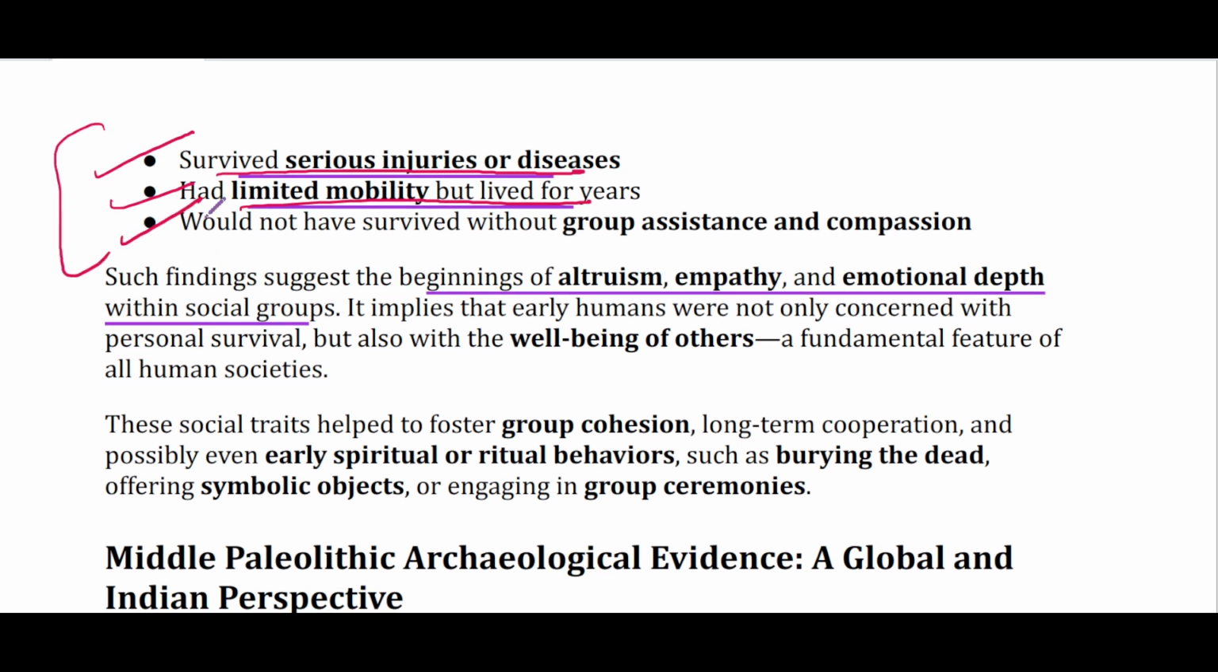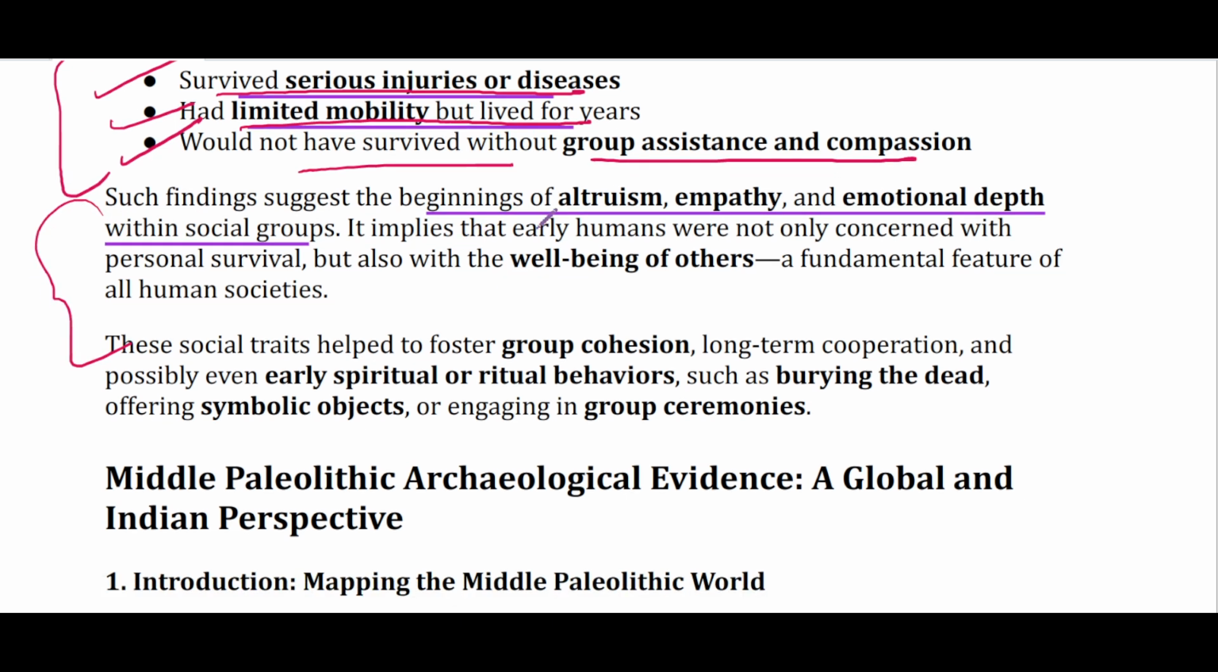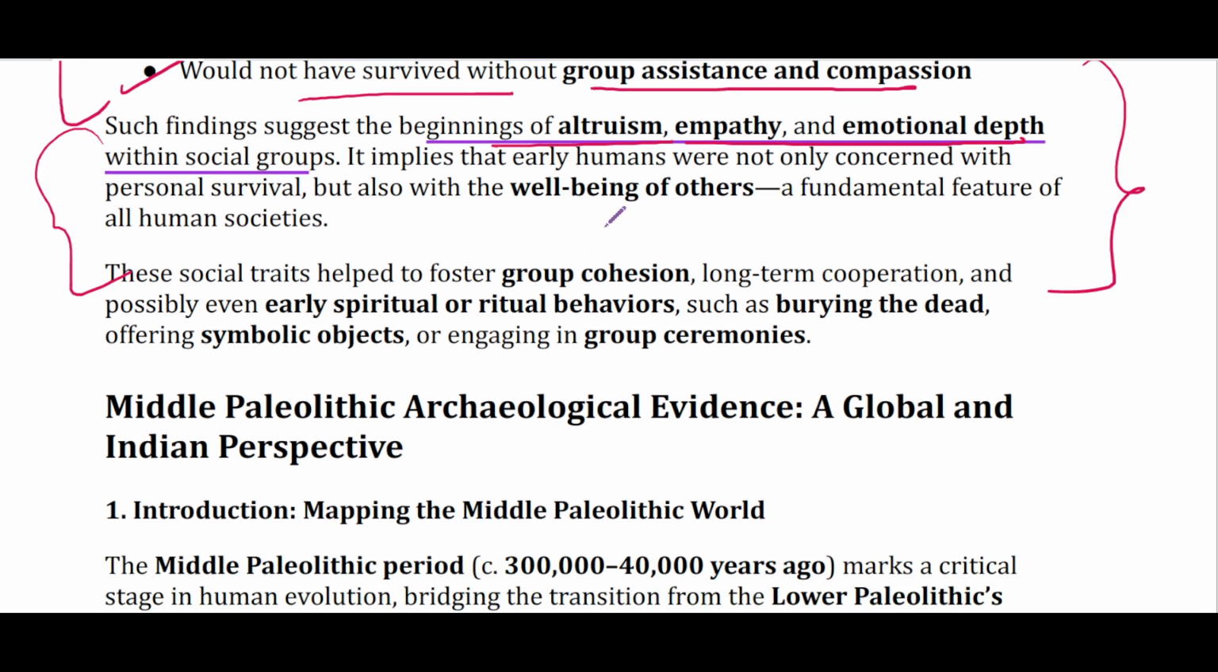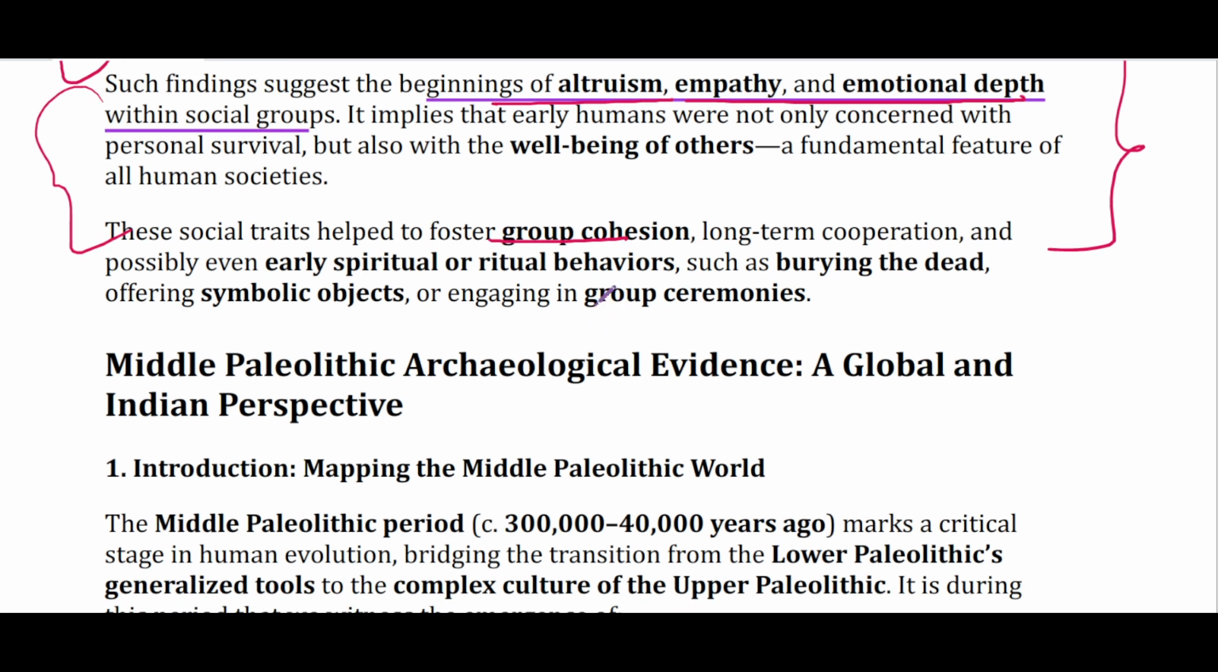And there are certain cases, like one from Germany, where there is evidence of a man without any teeth, but he survived for a long time. So this person would not have survived without group assistance or compassion. So the evidence suggests the beginning of altruism, empathy, and emotional depth, and all these features suggest group cohesion, or possibly the later social dynamics.